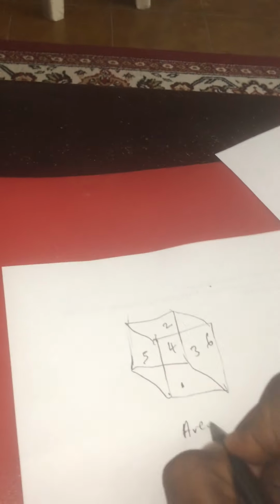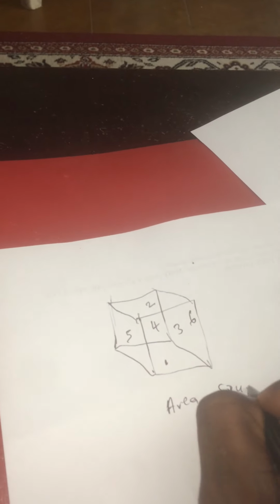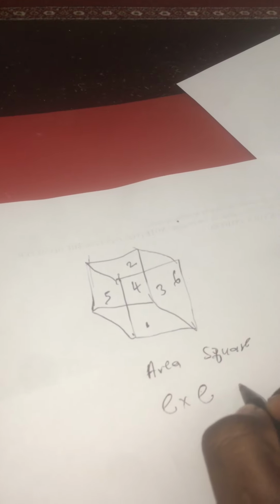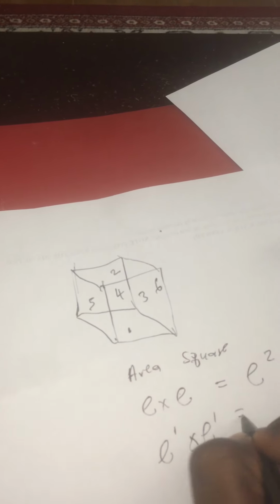So that's 6 squares. So we know the area for a square is length times length, which is going to be L squared, because we remember from indices law, if you have L to the 1 times L to the 1, it's the same base, so we can add the powers. So that's why we have L squared.